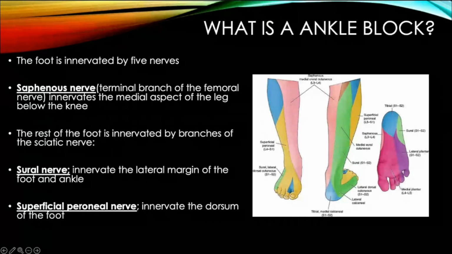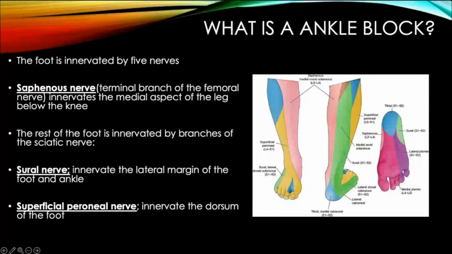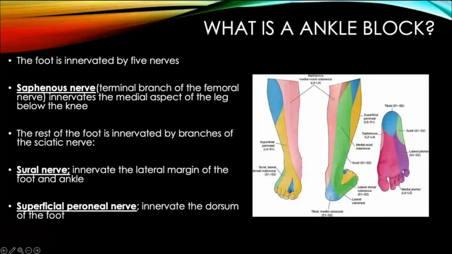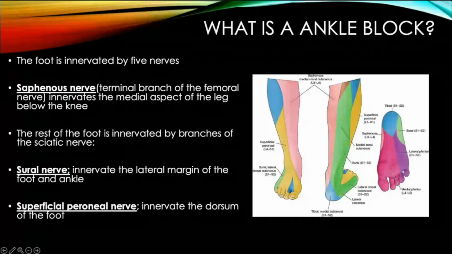The rest of the foot is innervated by the branches of the sciatic nerve. First is the sural nerve. The sural nerve innervates the lateral margin of the foot and also the ankle, which can be seen as a green color, and also the superficial peroneal nerve that innervates the dorsum of the foot.